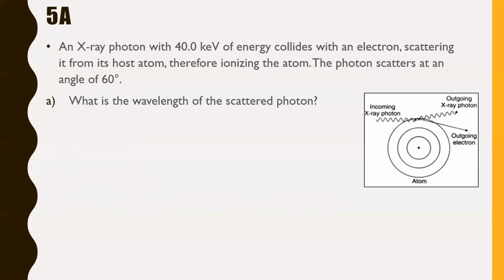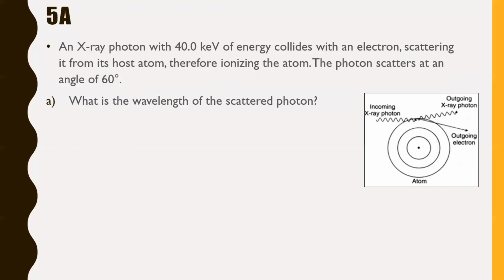An X-ray photon with 40.0 kilo-electron volts of energy collides with an electron, scattering it from its host atom, therefore ionizing the atom. This is why X-rays are so dangerous, or at least part of the reason why. Of course, they can ionize atoms in your body, which can cause really bad things to happen. Anyway, the photon scatters at an angle of 60 degrees. Question A is saying, what is the wavelength of the scattered photon? Pause the video here, give it a try.